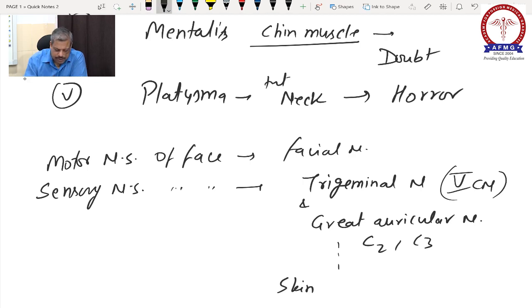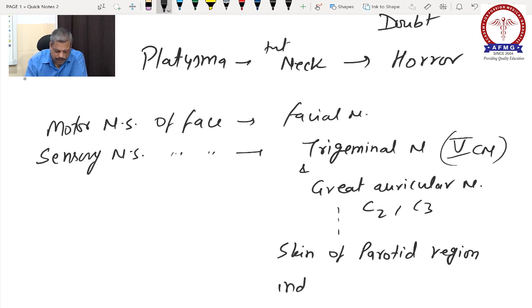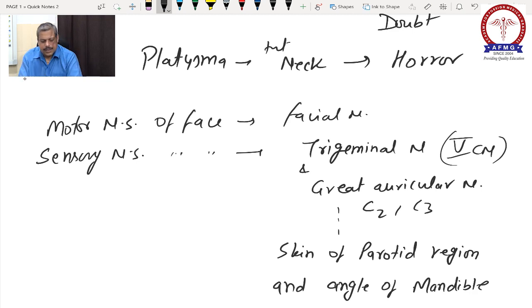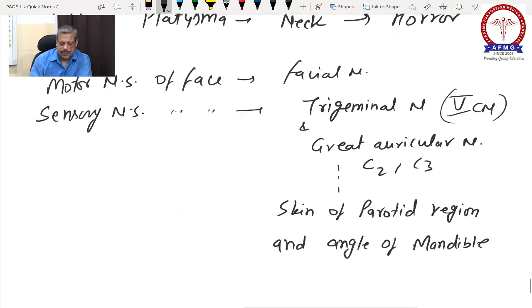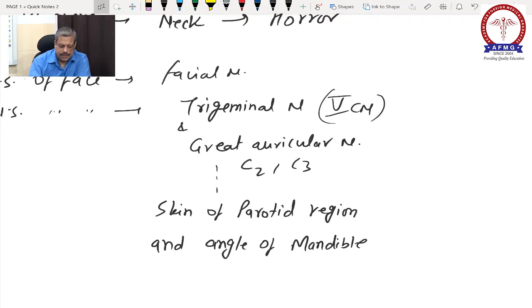It supplies the skin of the parotid region and angle of the mandible. Clear? This is the area of supply for the great auricular nerve. The rest of the face is supplied by the trigeminal nerve. Other than this region, the trigeminal nerve supplies the rest of the face.